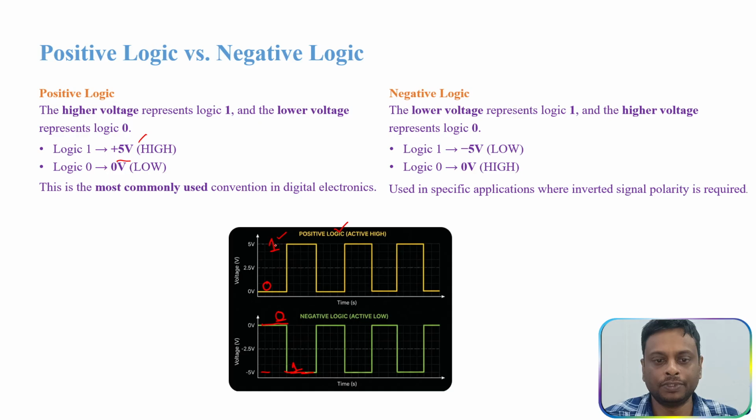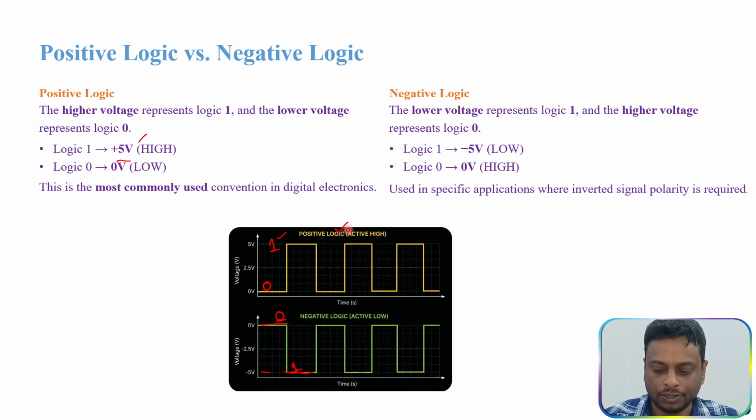In the positive logic, 5 volt is logic 1 and 0 volt is logic 0. Similarly, for negative logic, 0 volt is logic 0 and minus 5 volt is logic 1. Actually, positive logic is most commonly used convention in digital electronics.